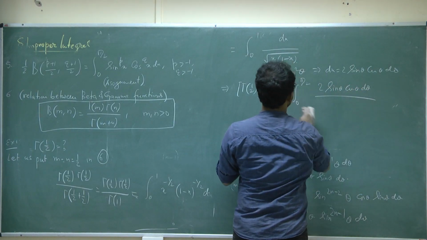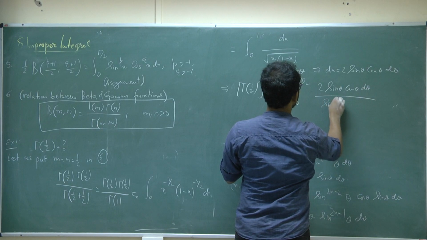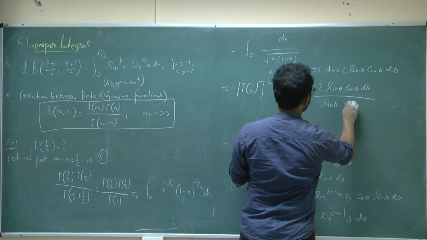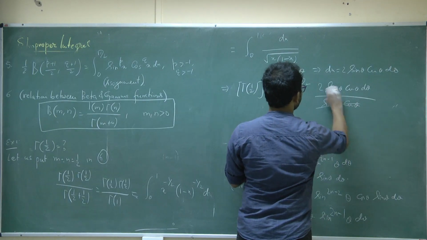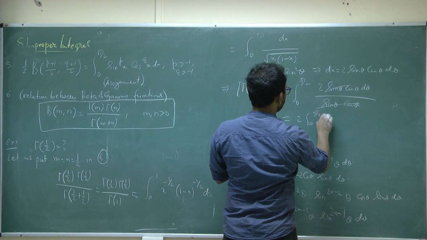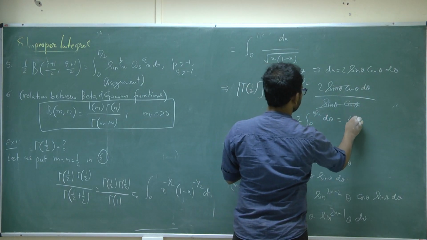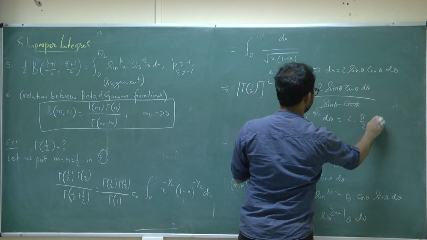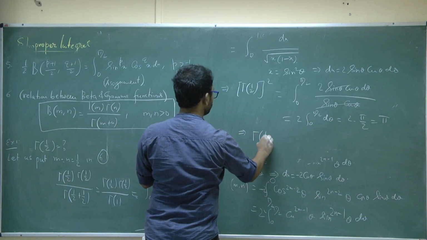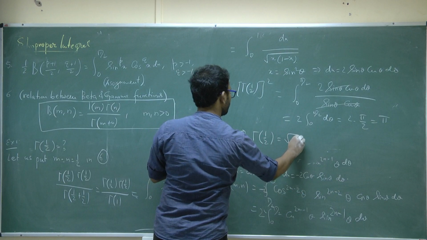The square root of sine squared theta is simply sine theta, and the square root of 1 minus sine squared theta is the square root of cos squared theta, so this is cos theta. So they will just cancel out. We will have 2 times the integral from 0 to pi by 2 of d theta. So this is nothing but 2 times pi by 2, so ultimately pi, and therefore we can say gamma half is square root of pi.